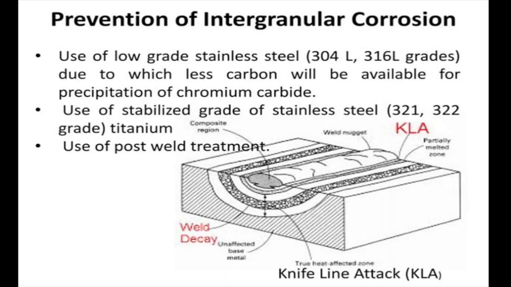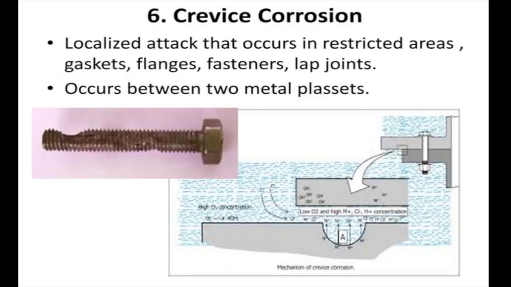So use low grade stainless steel, that is 304L, 316L grade, due to which less carbon will be available for precipitation of chromium carbide. Use stabilized grades of stainless steel like 321, 322, etc., where titanium is present. In that case, the intergranular corrosion is somewhat arrested. And obviously the use of post-weld treatment is also required.